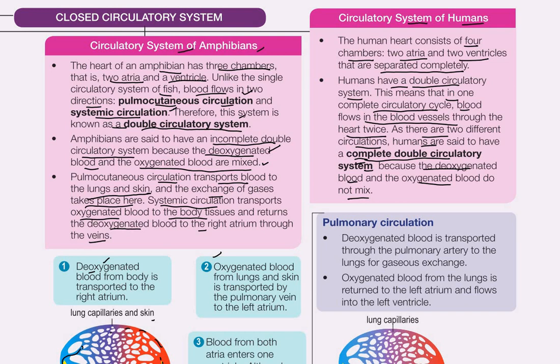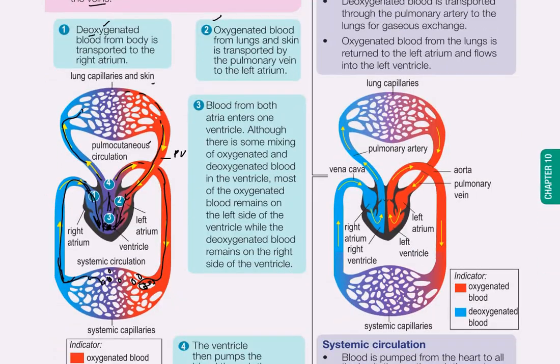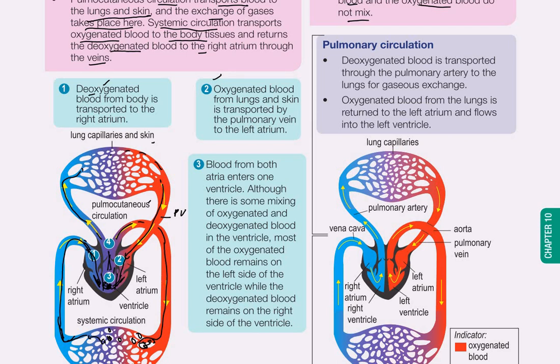Okay, if you compare it with the amphibians, it is known as incomplete because the oxygenated blood and deoxygenated blood mix together. But for humans, it is a complete double circulatory system because the deoxygenated blood and oxygenated blood do not mix. So this is the keyword, to differentiate between the complete double circulatory system and incomplete double circulatory system. Okay, so let's take a look at this diagram.